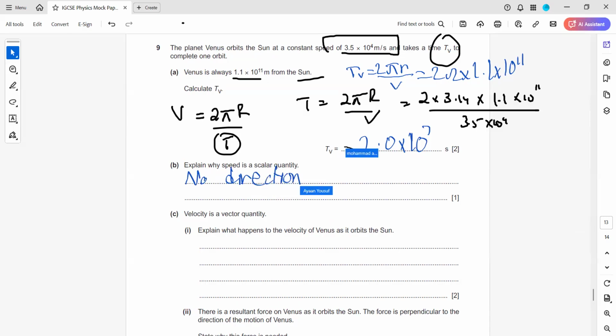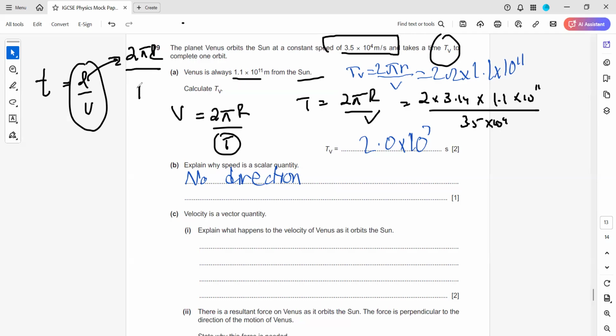Time is distance divided by speed. 1.9 is also correct if you take a rounded exact number. So why can we use time is distance over speed? When an object is moving in a circular path, the distance is always 2 pi r. So it is the same formula, but for a circular motion, the distance is 2 pi r.